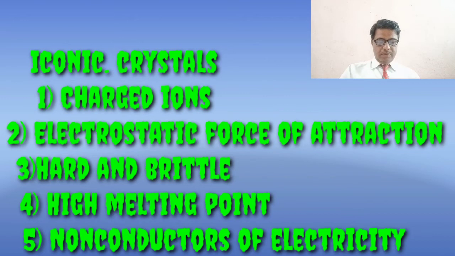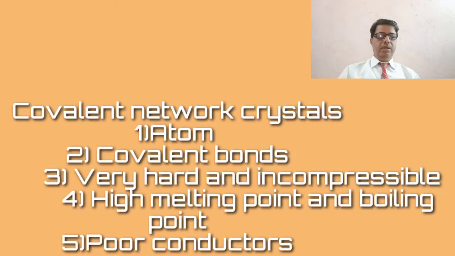And next one, about electricity: they are non-conductors of electricity in their solid state, and in melted or dissolved state they become good conductors of electricity. Examples: sodium chloride, potassium sulfate, K2SO4, calcium chloride, potassium chloride are examples of simply ionic crystals.